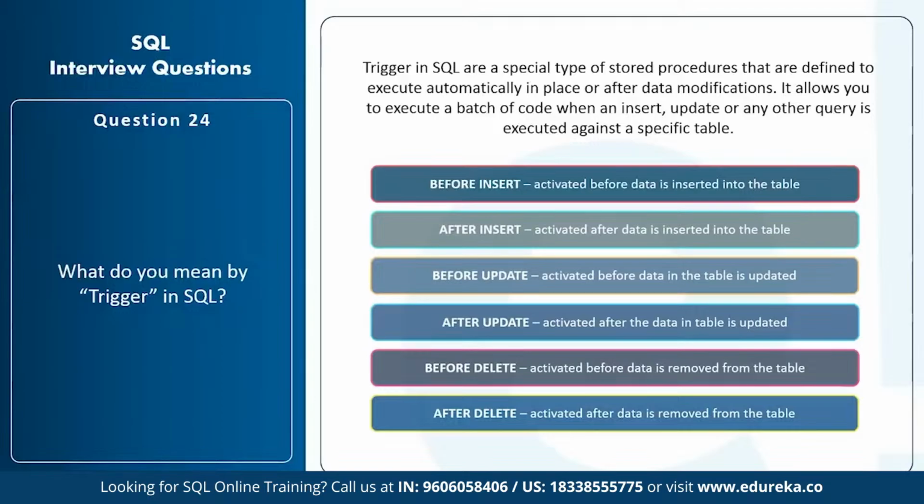The before insert is activated before the data is inserted into the table. The after insert is activated after the data is inserted into the table. The before update is activated before the data in the table is updated, and the after update is activated after the data in the table is updated. The before delete is activated before data is removed from the table, and after delete is activated after the data is removed from the table. So guys, this is what a trigger in SQL is. It is basically a type of stored procedure that is defined to execute automatically in place of or after data modifications.